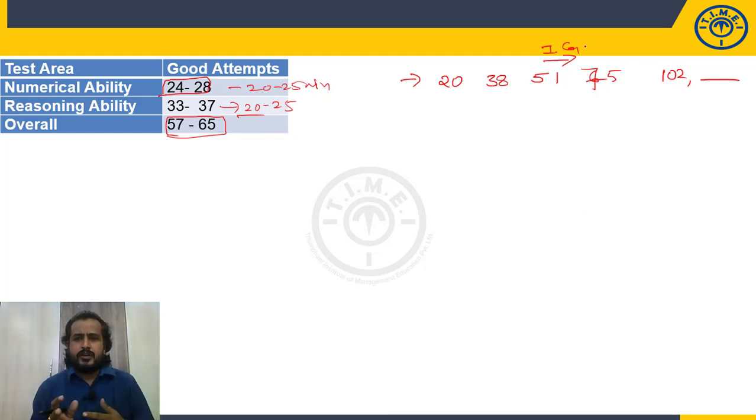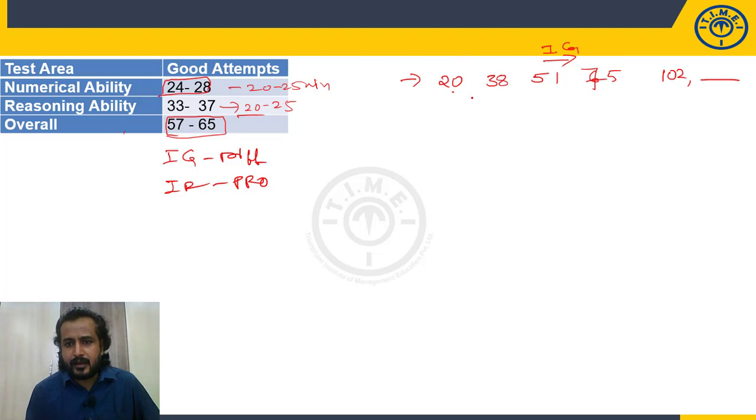If the numbers are close to each other, they are increasing gradually. If from one number to another there is a big jump, the numbers are increasing rapidly. Increasing gradually, we check for difference logic. Increasing rapidly, we check for product logic. Here it is increasing gradually, so difference logic. This is the exact logic given.